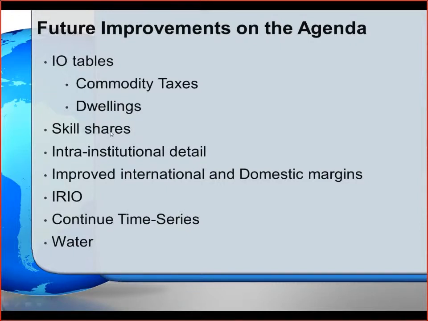We are planning to split the labor into 5 different categories. Right now, we just have two, unskilled and skilled. We are hoping to do it for 5 different categories.